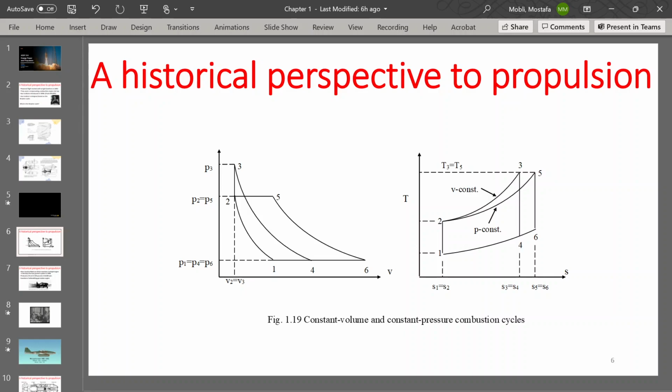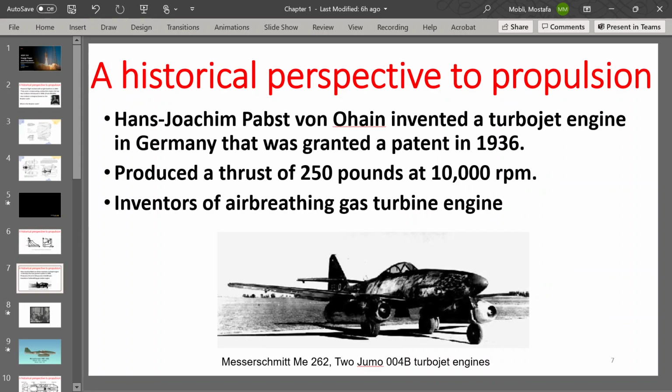But as I said, the German, his name is von Ohain, I don't know the pronunciation, that's how I pronounce it, invented a turbojet engine in Germany that he was going to patent later in 1936. But he could manufacture this earlier than this guy.